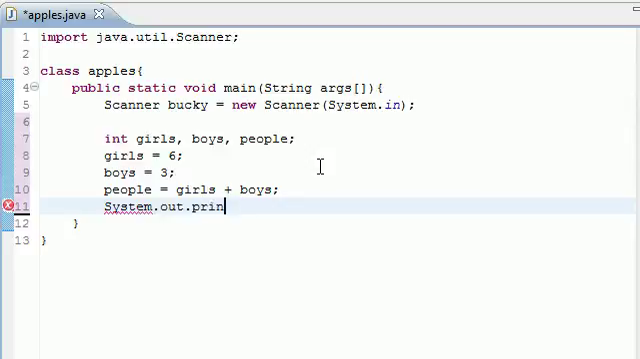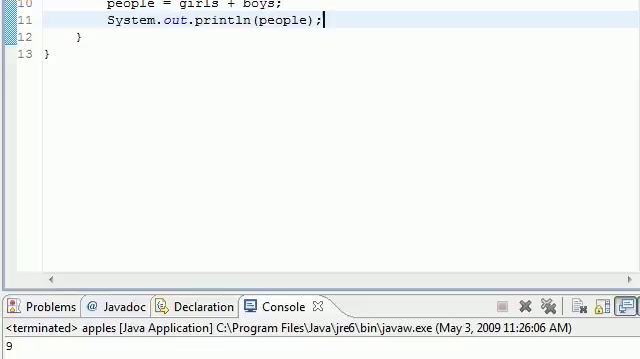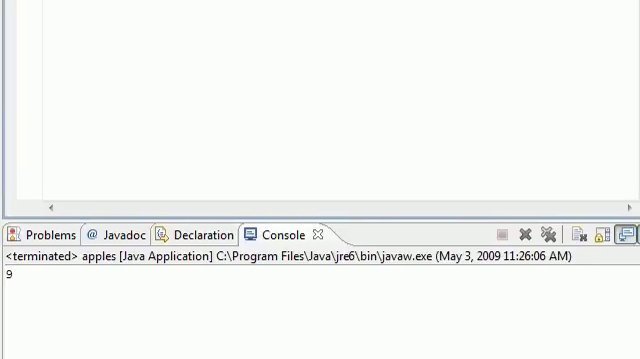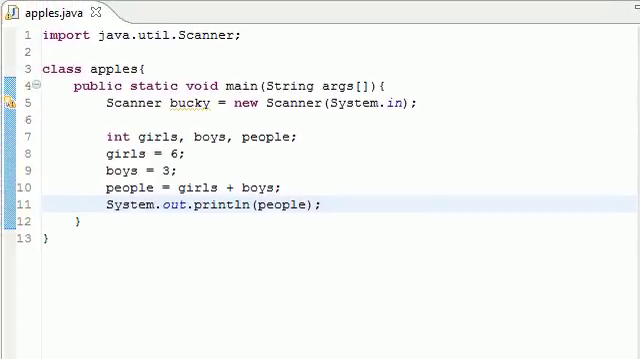So we put system.out.println, and in our parameter go ahead and put people. And now if we go ahead and run this, we get 9, since 6 plus 3 is 9. And so that is how you can use addition with Java.